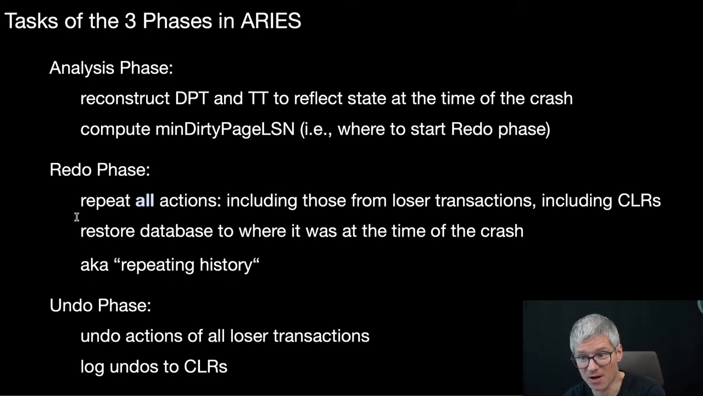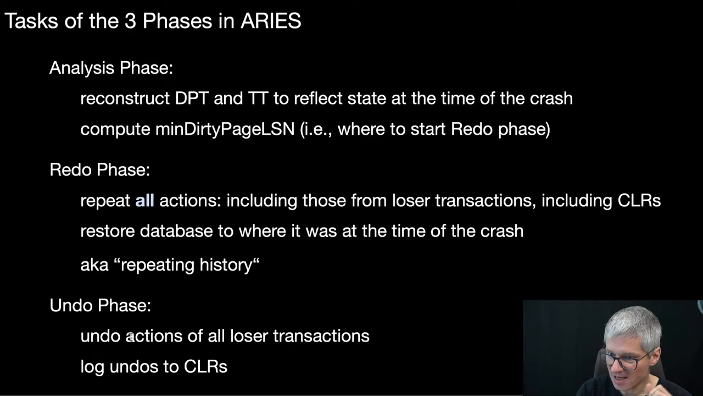That's the second phase. So now I'm back in the state I was in before the crash, and for the undo phase, all that's left to do is, okay, I know from the transaction table, those are my loser transactions. So all I need to do is make sure that the changes those loser transactions did are removed from the database store. That is the job of the undo phase. So I undo the actions of all loser transactions, and I log those into compensation log records. I apply modifications reflecting this undo operation, and I log my changes as compensation log records.